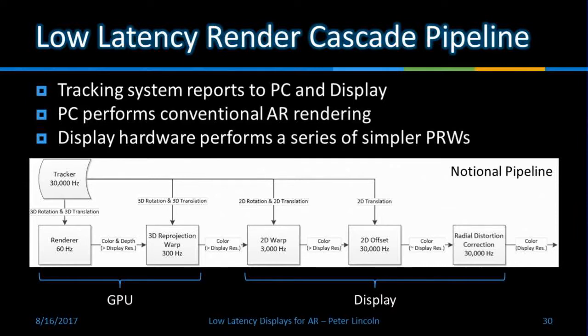In this, we start with, say, conventional rendering on the PC and followed up with a series of post-rendering warp operations from before. But after that, we can do even more warps, each of which is operating faster and faster than the one before. Some sort of warps like 2D warps or skew, rotation, offset translation, those can happen later because they can operate very quickly. At the very end, we'd like to perform radial distortion correction to correct for any optical issues in the display.